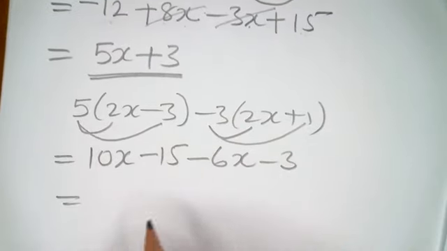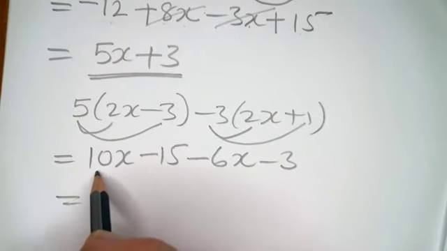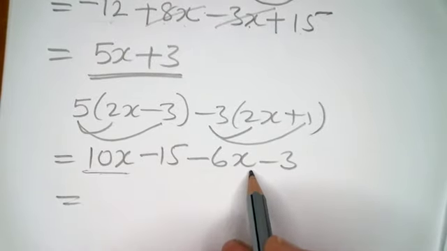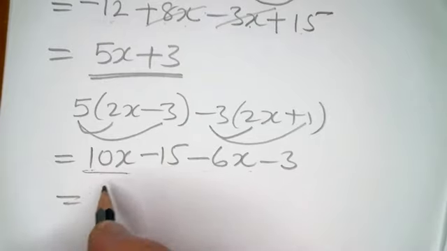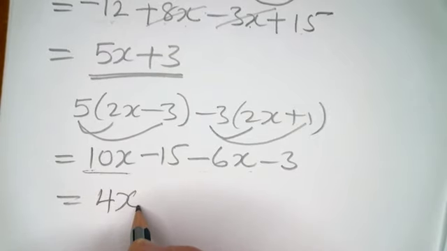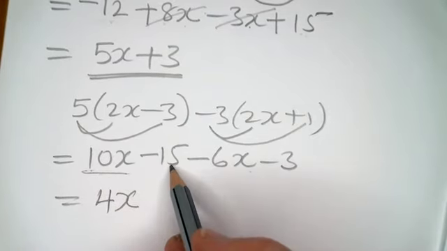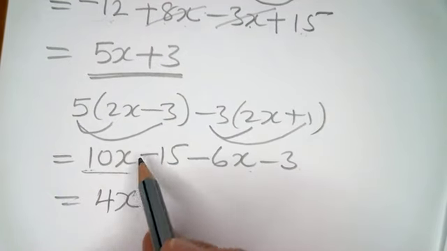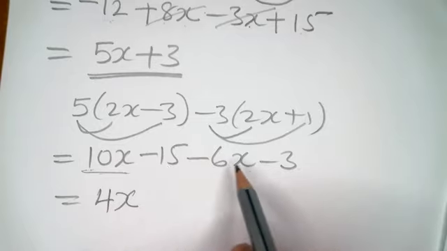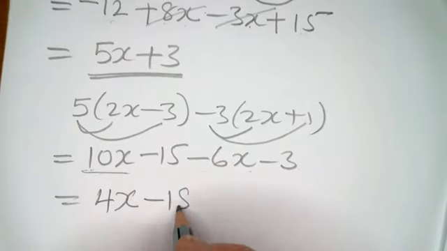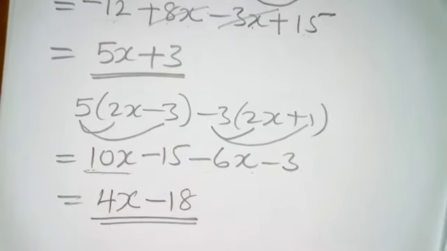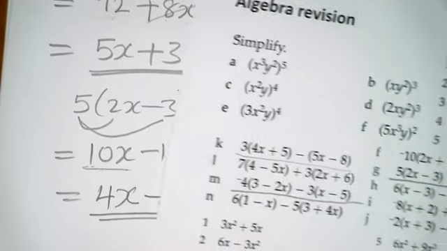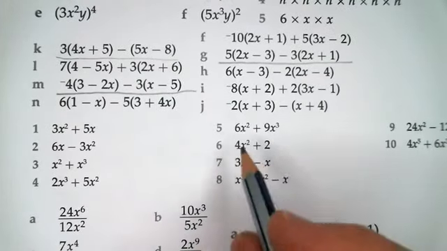All right, let's get the x's together first. Let's collect like terms. 10x and negative 6x, or 10 minus 6, is going to be 4x. And now we've got a negative 15 and another negative 3. So I'm at negative 15 on the number line, and I'm going another 3 in the negative direction. So 15 and 3, that's going to be negative 18. And there's my solution to that one. All right, let's see what we got.